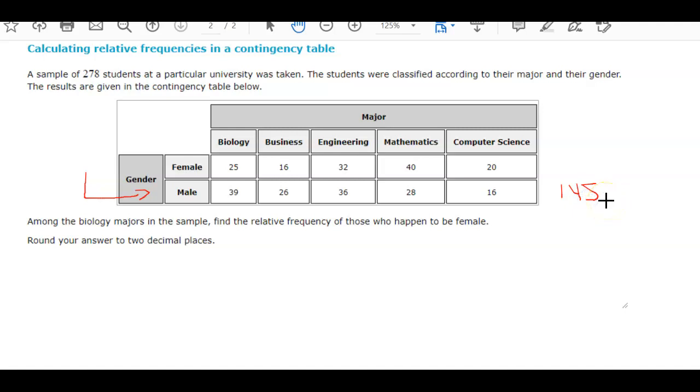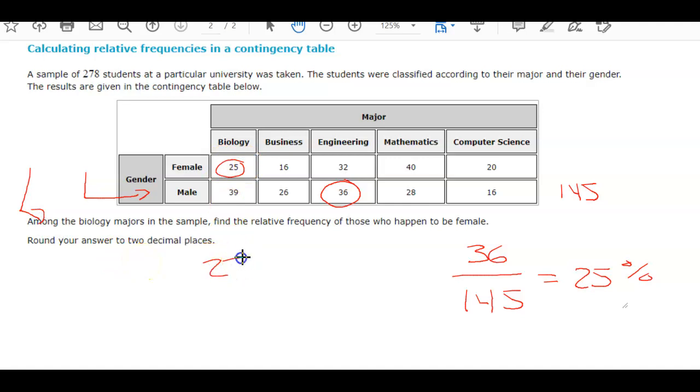Now, if they want to know how many of those are engineering students, we would just do 36 divided by 145. So 36 divided by 145. So let's go ahead and do that. 36 divided by 145. So that gives me about 24.8, so about 25%. Okay, so about 25%. So is that the answer to our problem? No, we just did our problem and it was done a little bit differently. They just wanted the 25 out of the 64 total here.